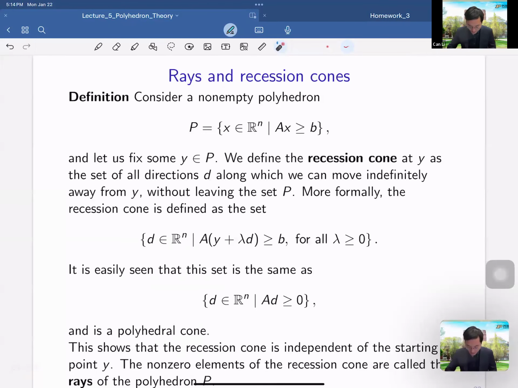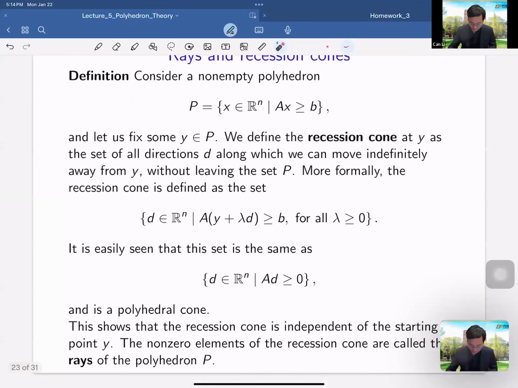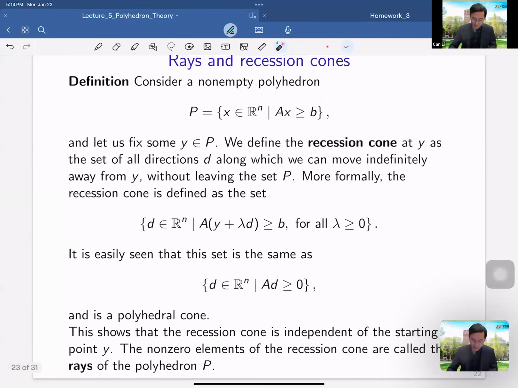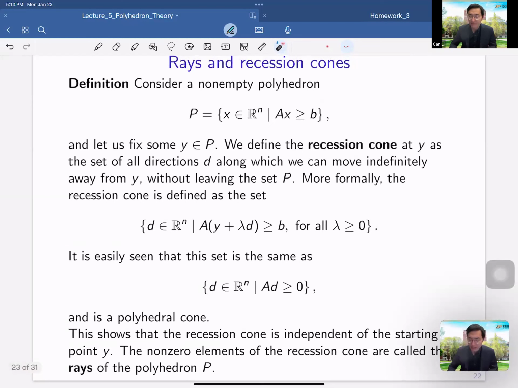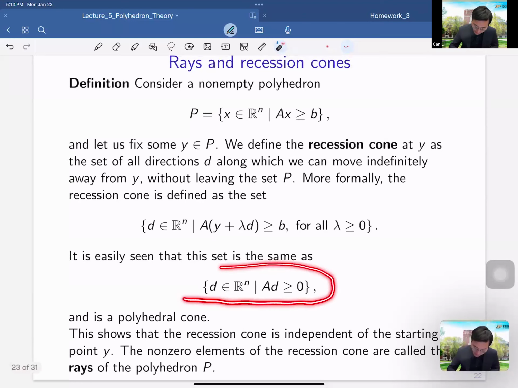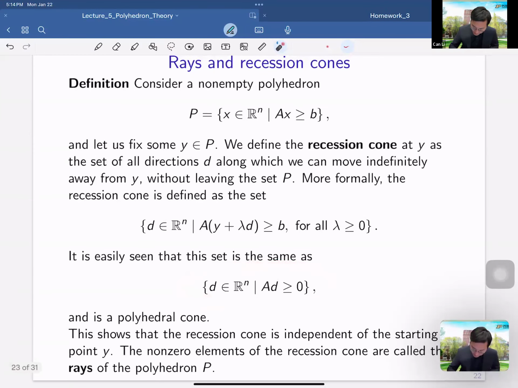So then if you buy that, then we are going to derive algebraically how to express the recession cone. Okay. So I'm going to argue that the recession cone is exactly this set, AD greater than or equal to 0.